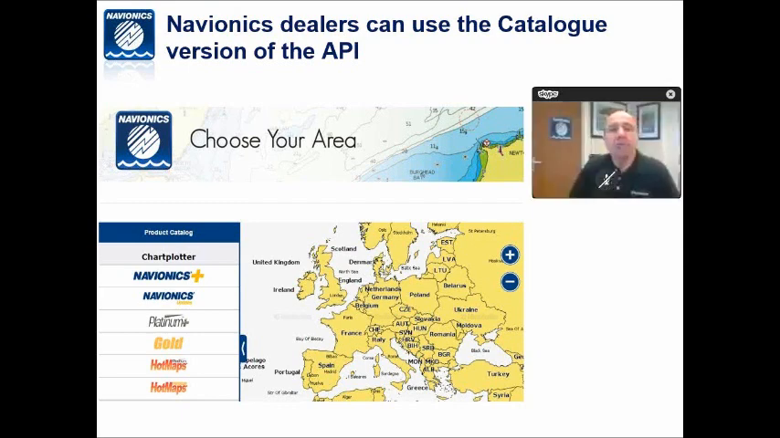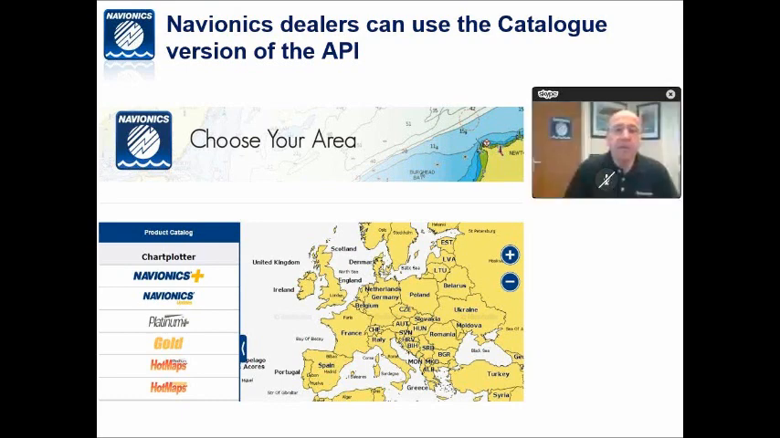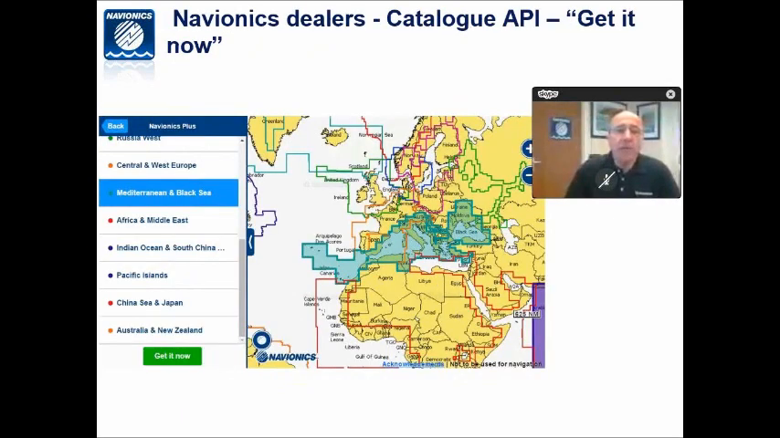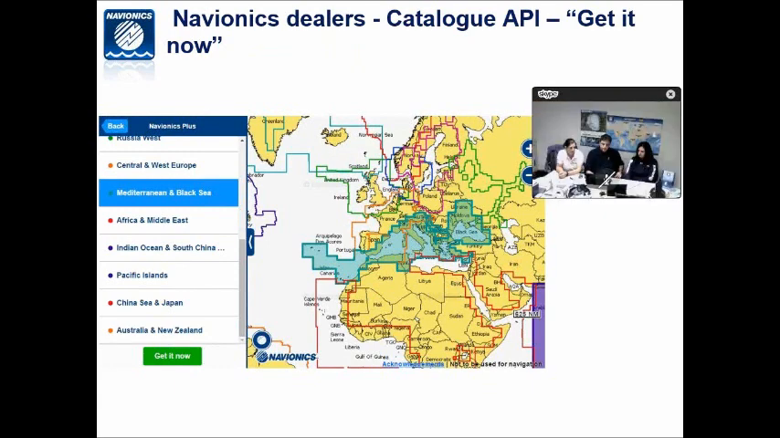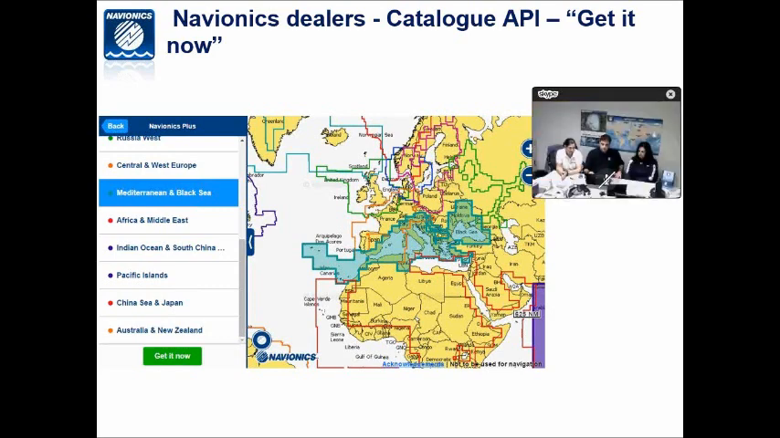Okay, then up comes, just beneath that, the full API, which gives the full Navionics product catalog, as Katya described at the beginning. So here the customer can select Navionics Plus or Platinum, for example, and then find the boundaries and the areas of the desired chart that he wants. And then we see, for example, here they've selected Mediterranean and Black Sea. They select Get It Now, and then they're directed still within the dealer's website to the appropriate part where he can actually purchase the chart.